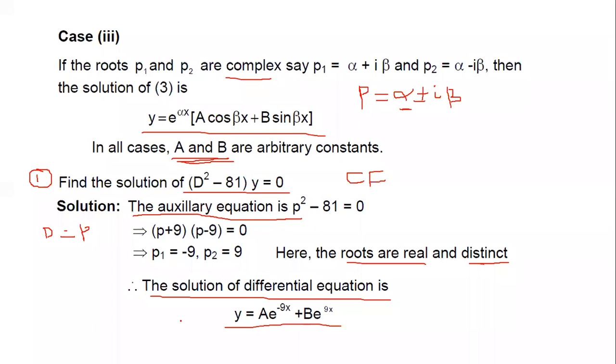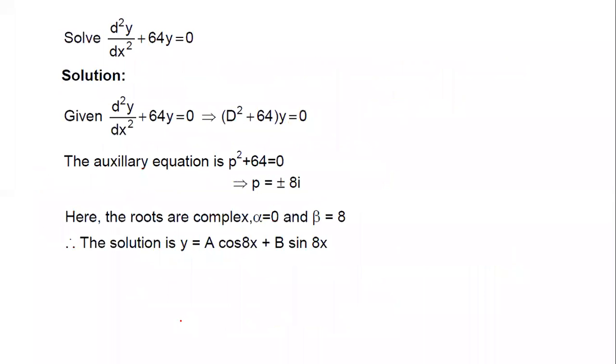The next problem is to solve d square y by dx square plus 64y equal to 0. Here, if you substitute d equal to p, then we will get p square plus 64 equal to 0. So p square plus 64 equal to 0 means p square equal to minus 64.